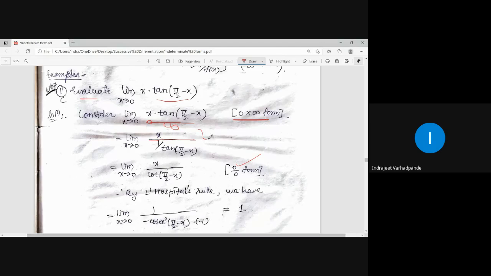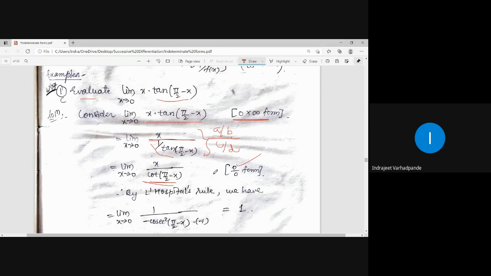See, by taking the reciprocal in the denominator, I am not changing the problem. If you simplify this fraction by applying the logic a by b upon c by d, you will be getting the answer as x into tan of pi by 2 minus x only, right? So we are not changing the problem, we are just modifying the steps so as to get the simplification very easily. And what is 1 upon tan converted to? Cot. And now it is 0 by 0.